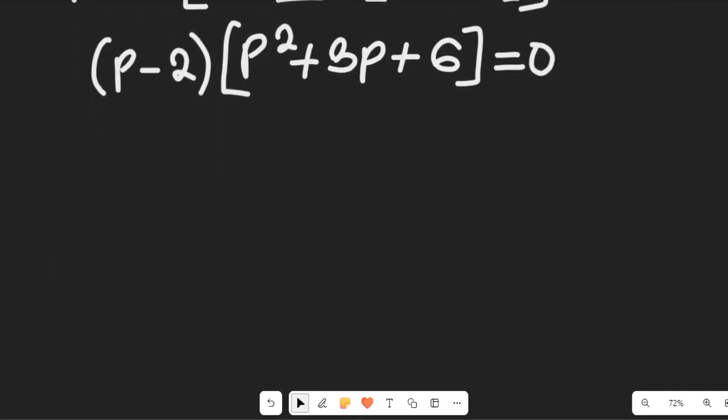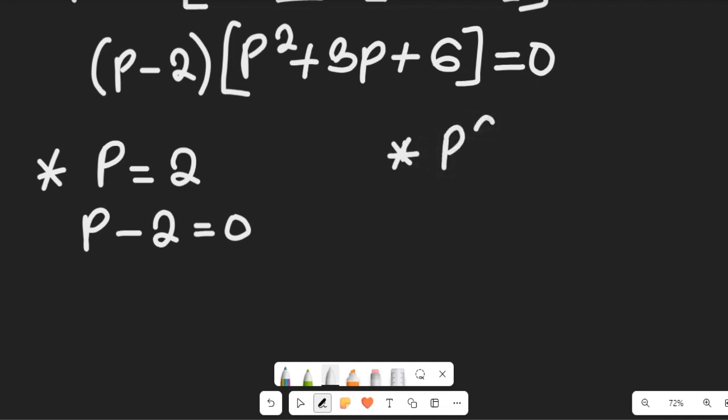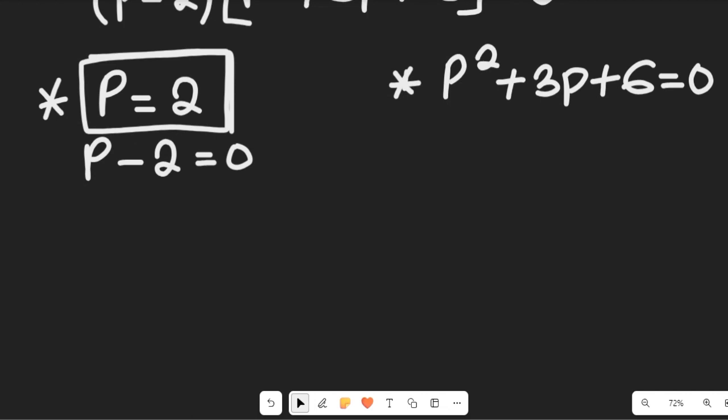So having this zero product rule, we are going to have the first case as p equal to 2, because we're going to have p minus 2 equal to 0. And in the second case, we're going to have p squared plus 3p plus 6 equal to 0. So p equal to 2 is the first solution to that polynomial expression. To find the other solutions, we are going to solve this polynomial expression.